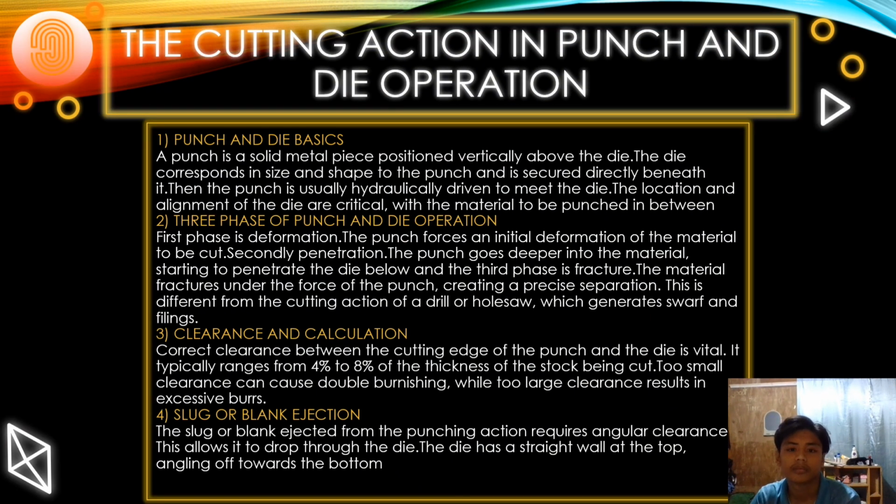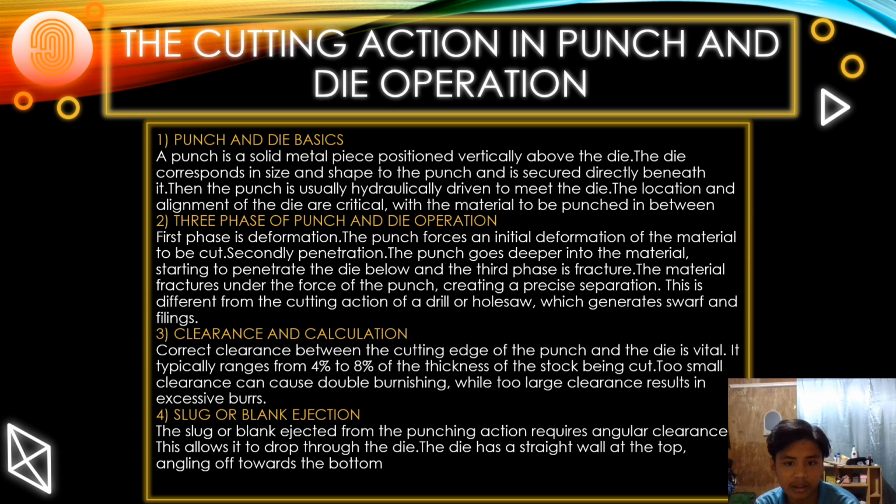Next. The cutting action in punch and die operation. Punch and die basics. A punch is a solid metal piece positioned vertically above the die. The die corresponds in size and shape to the punch and is secured directly beneath it. Then the punch is usually hydraulically driven to meet the die. The location and alignment of the die are critical, with the material to be punched in between.